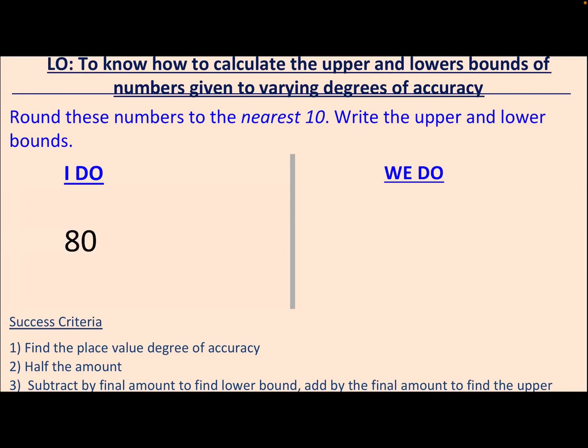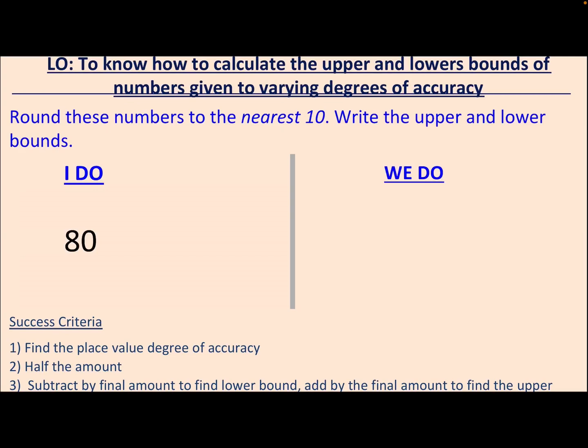Alright, let's get into the main crux of this lesson. So, the question asks us to round these numbers to the nearest 10 and write the upper and lower bounds of the number as well. So if we look at the success criteria, it's actually giving us the steps on how to answer this question.